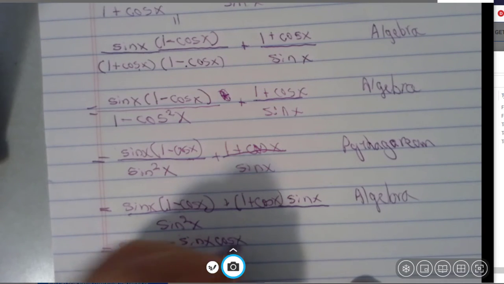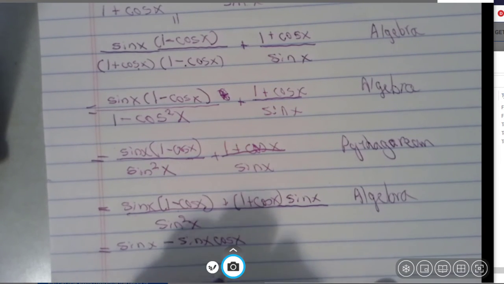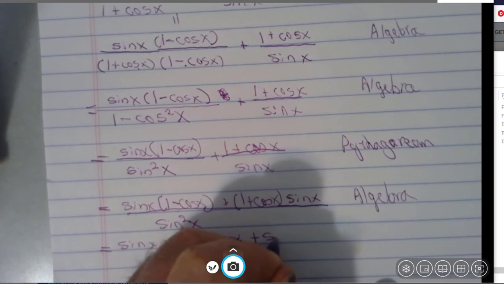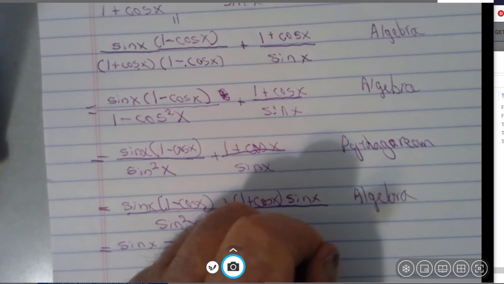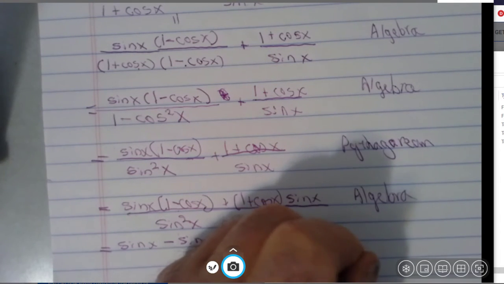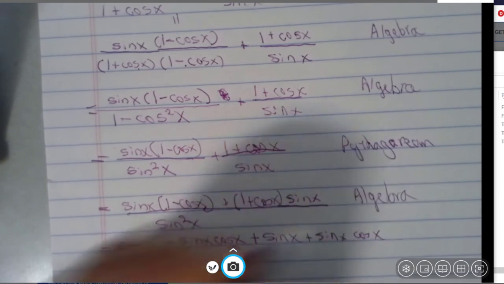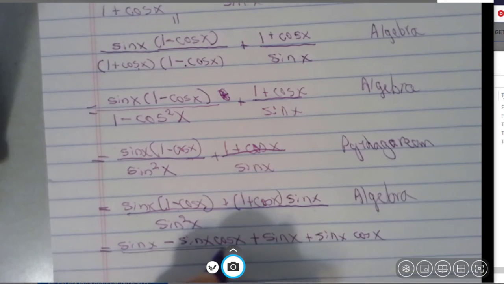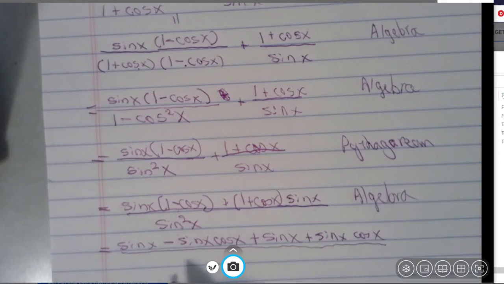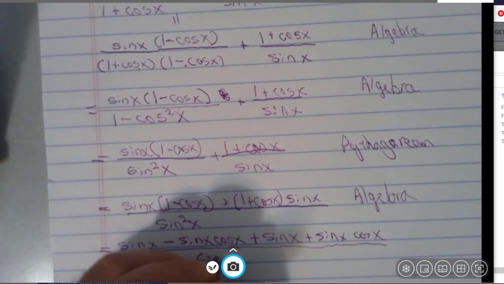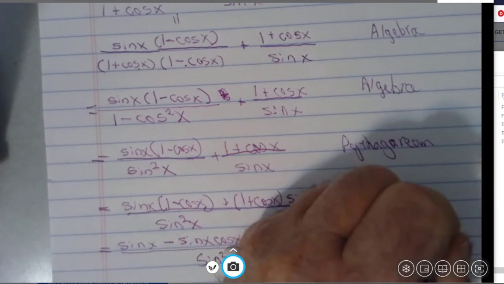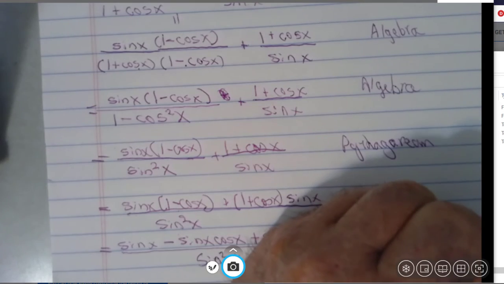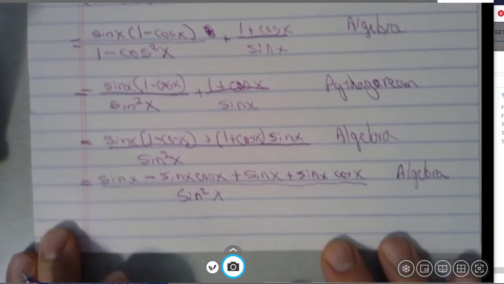But sine of x times cosine of x is just that. It's sine of x times cosine of x. Then this times this is sine of x. This times this is plus sine of x cosine of x. And the whole crazy mess is divided by sine squared x. Now, that was algebra once again. You're catching on why you take algebra before trig, right?